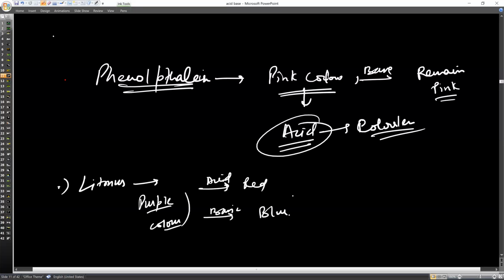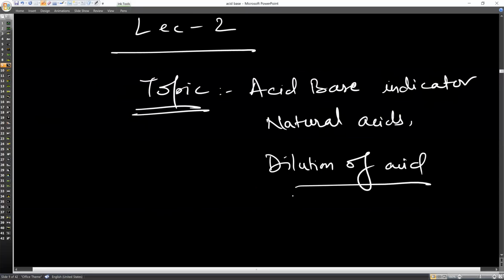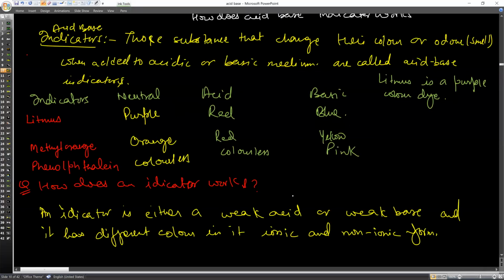Okay, so note down the definition for acid-base indicators. Those substances that change their color, smell, or odor in acidic or basic medium.